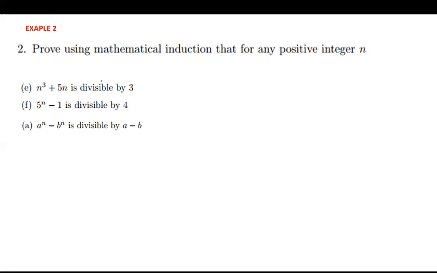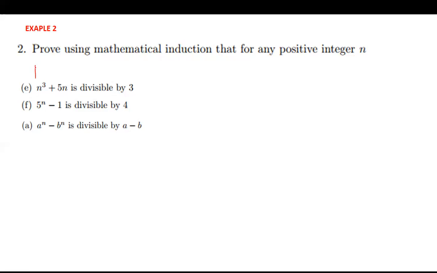So let's quickly proceed. The first step, we test this expression that we've been given with p of 1. Let's try to see if it's going to be true for p of 1. The question is telling us to prove that n to the power 3 plus 5n is divisible by 3. So we have to prove using mathematical induction that for all positive integers of n, this expression is divisible by 3. So let's try to test.